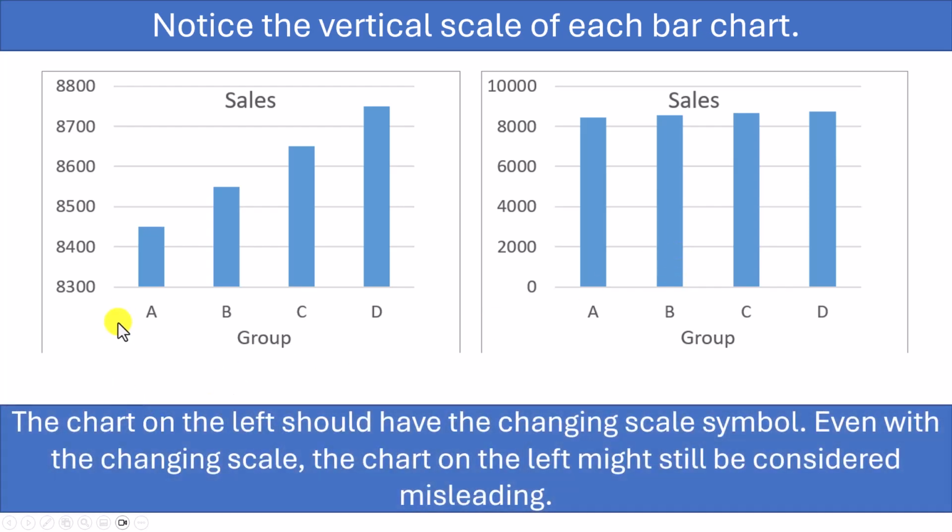So my comment here is the chart on the left really should have that changing scale symbol, and then even with the changing scale, it could be considered to be misleading. So whenever I am looking at a bar graph, I'm always going to be focusing on the vertical axis. If the vertical axis does not start at 0 or has that changing scale symbol, then I'm probably not going to be paying that much attention to this bar graph.